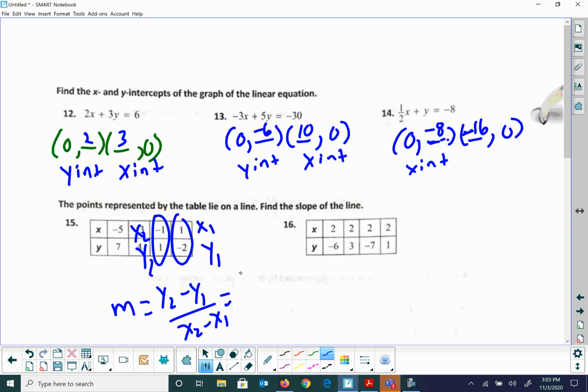And so I'm going to go y2 minus y1, so 1 minus negative 2, so 1 plus 2, and negative 1 minus 1. So that gives me 3 over negative 2. That's my slope on my first one.